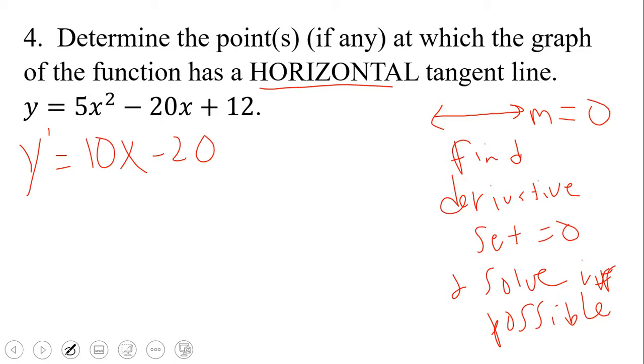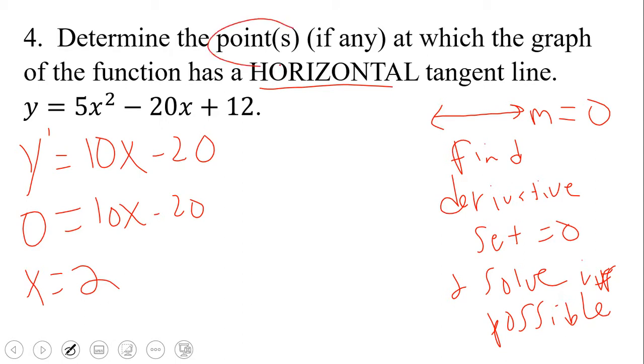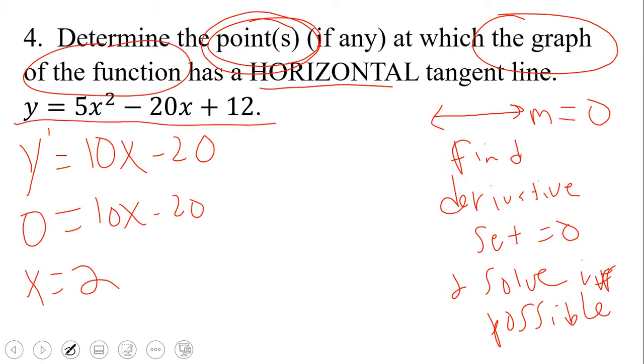That is the derivative. If they now want to find the specific slope of the tangent line that's horizontal, that means you're going to set it equal to 0 and see if there's a solution. If you add the 20 and divide by 10, I think you would agree that x equals 2. And because they're saying find the point at which the graph of the function, means you're now going to plug 2 into the original equation, and that'll tell you exactly where the horizontal tangent line occurs.